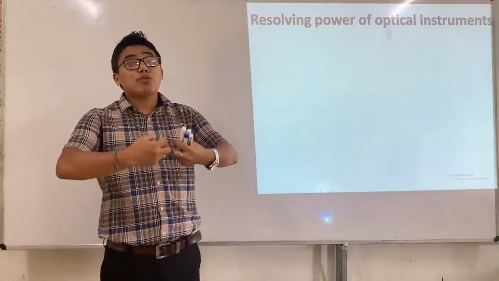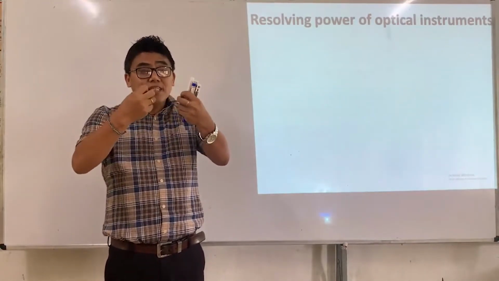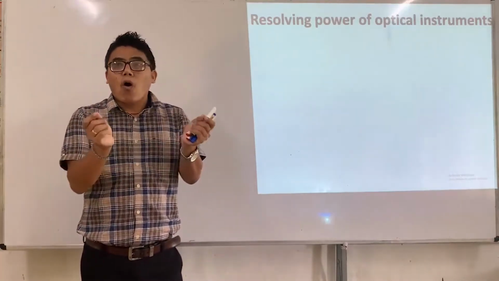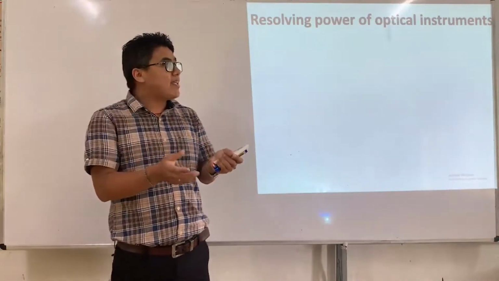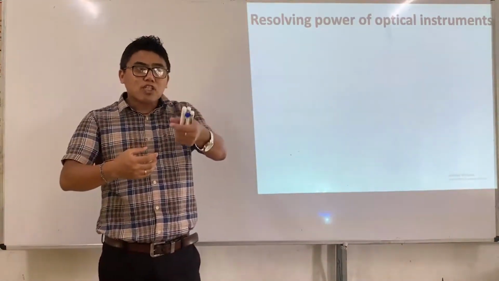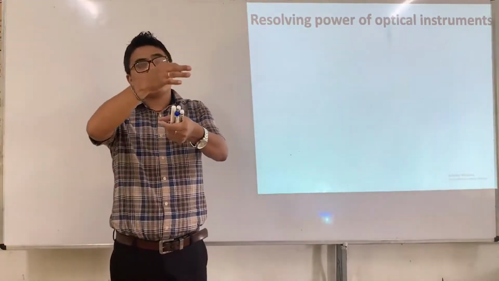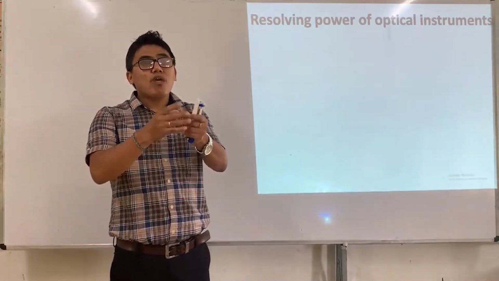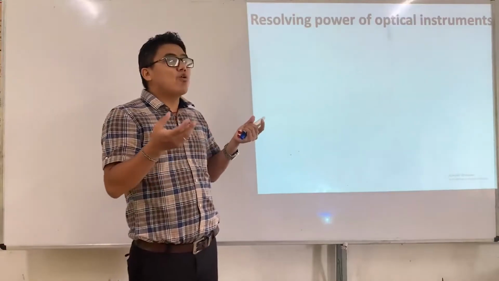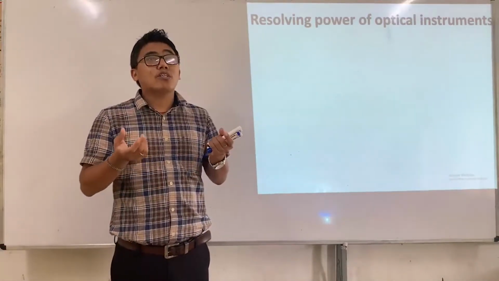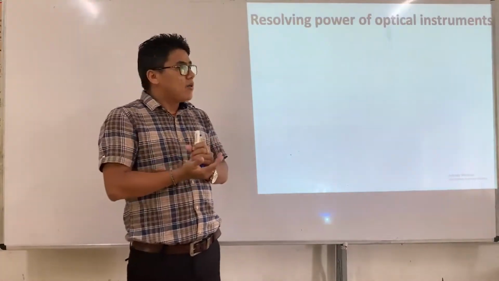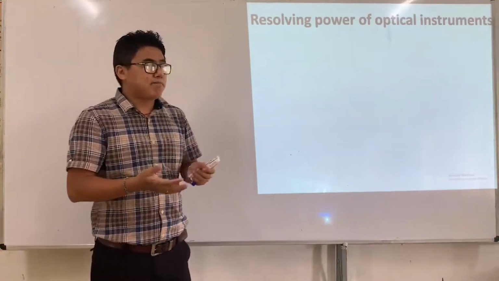If we are able to distinguish two images, then we say that we resolve the two images. If we could not distinguish them, that means the image of one object overlaps with the image of another object, so we could not distinguish the two images, and we say that we could not resolve them. So this we may come across.